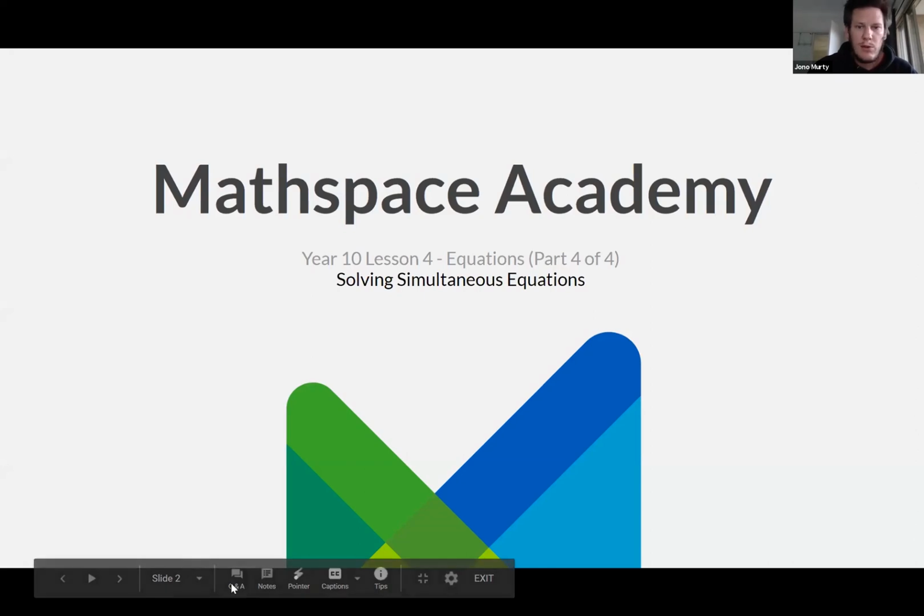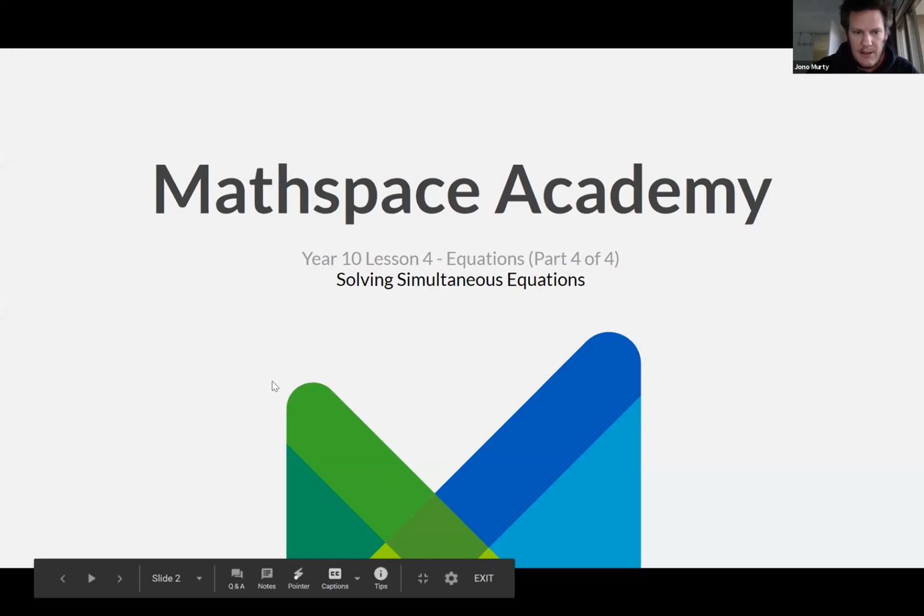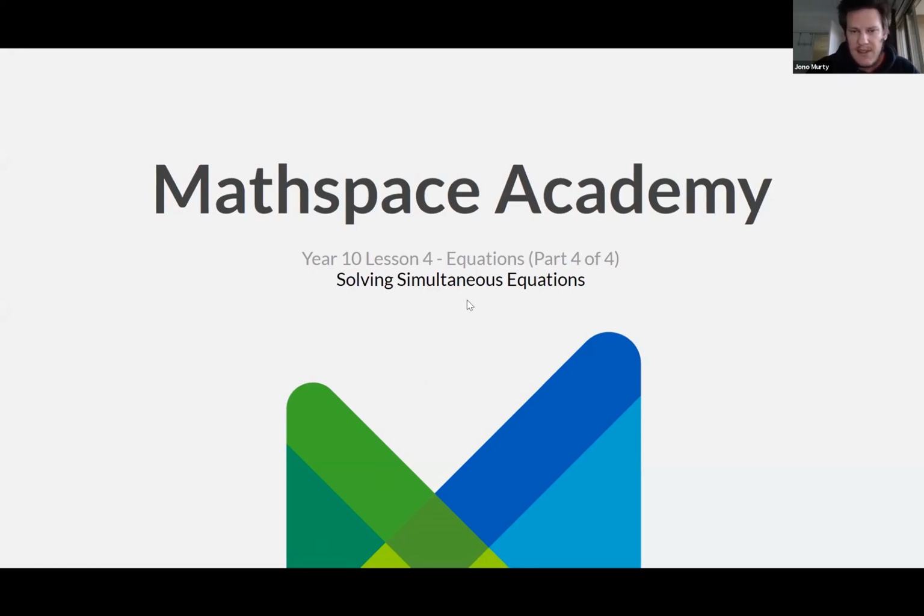So today we will be looking at solving simultaneous equations. Three methods for solving them. We'll look at solving them graphically, solving them using the elimination method, and also solving them using the substitution method. We'll look at which method's the best to use at various times and why you would choose one over the other.